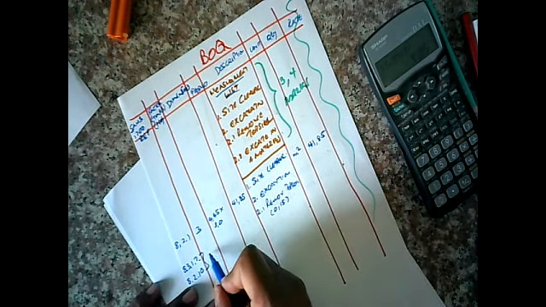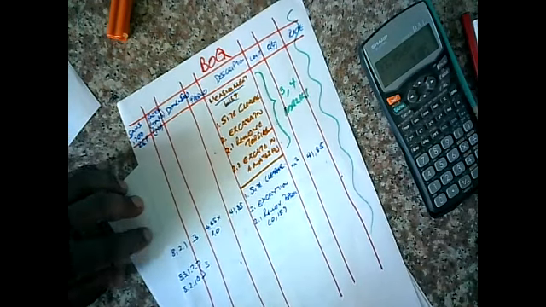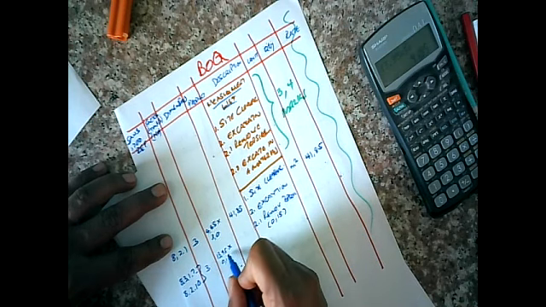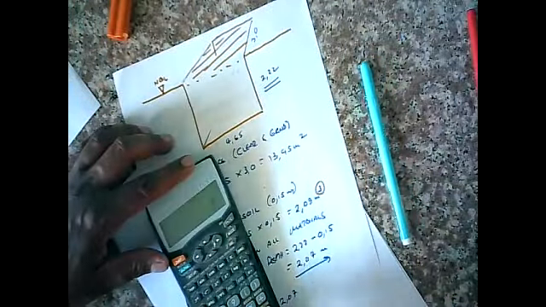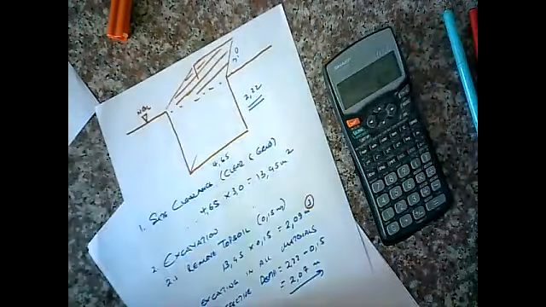How much is there? 3 of them. And what's this? 13.95 times 0.15. And what are we getting? Topsoil, 2.09 times 3 of them, 6.27.